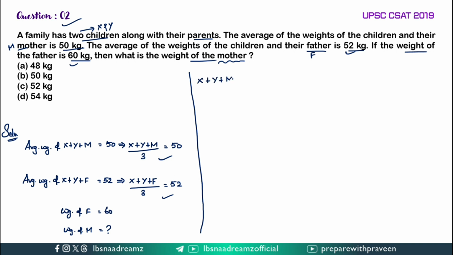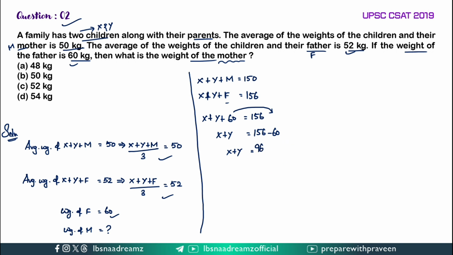X plus y plus m is equal to 50 into 3, which is equal to 150. Similarly, x plus y plus f is equal to 52 into 3, that is 156, right? Now we have to substitute the value of f here. X plus y plus 60 is equal to 156. So x plus y is equal to, taking this 60 there, 156 minus 60. So x plus y is equal to 156 minus 60 is equal to 96, right?